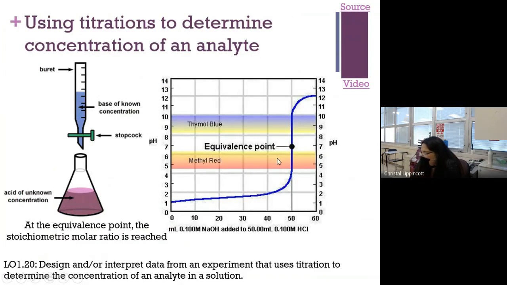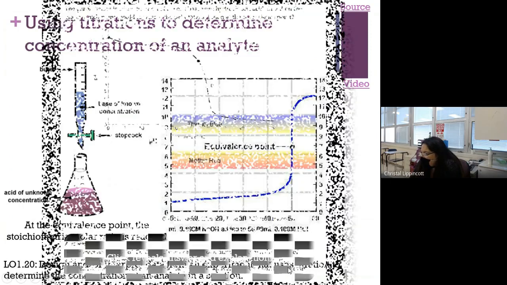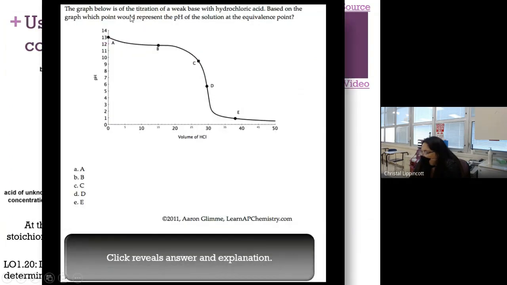So titrations, remember we've got the equivalence point. That's where the moles of your base are going to equal the moles of your acid. Here we've got a graph. This is a weak base being titrated with hydrochloric acid, which you should know by now is a strong acid. Okay, so predict which point would represent the pH of the solution at the equivalence point.